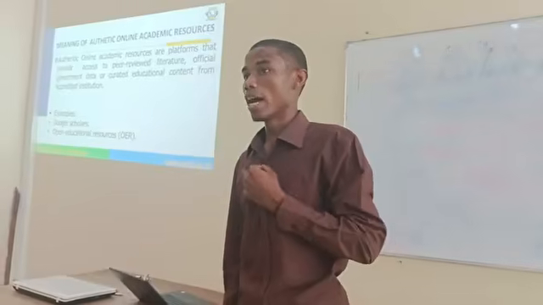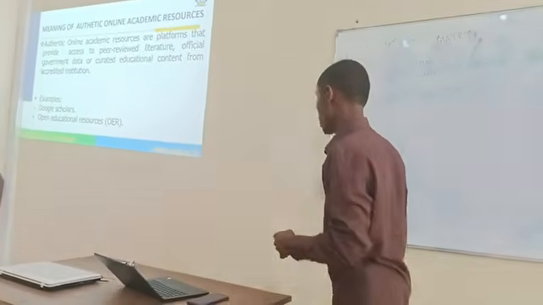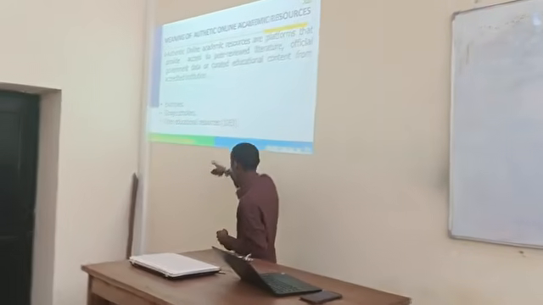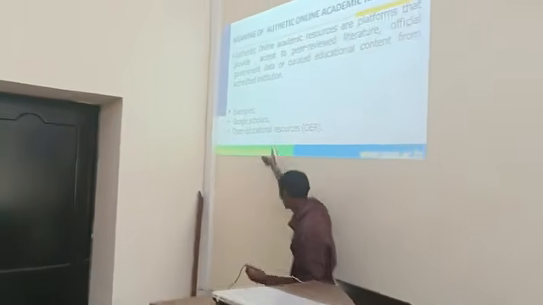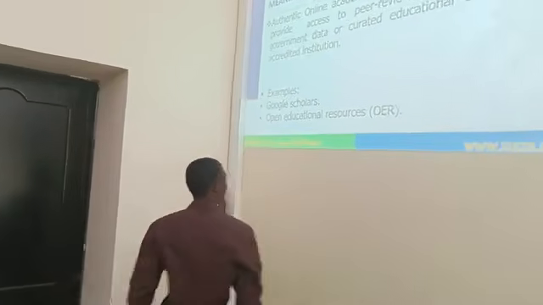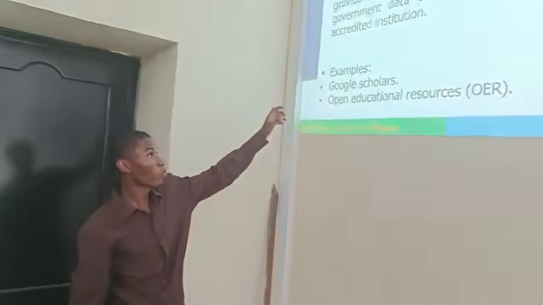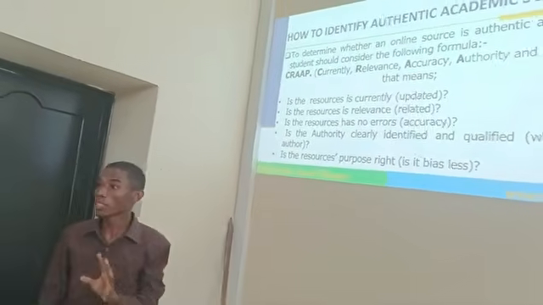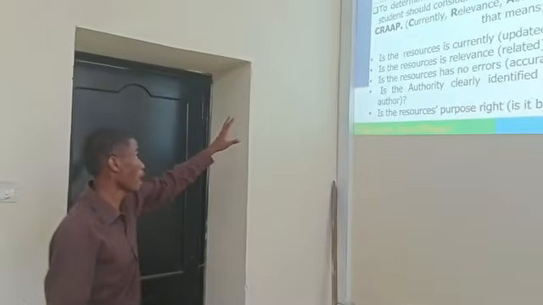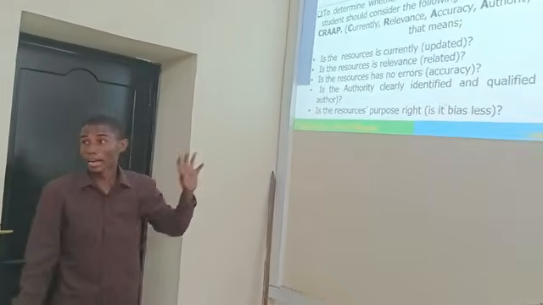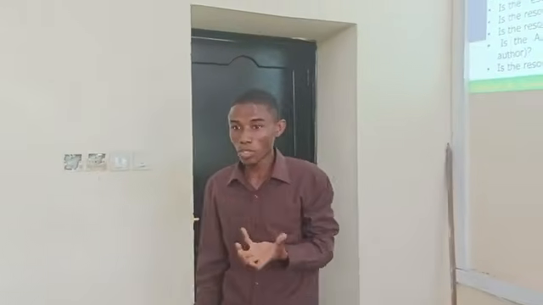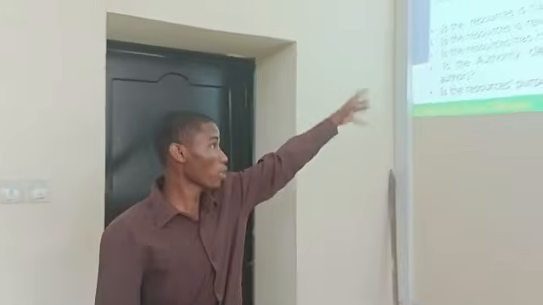Is that clear? Have you understood? In this topic today, we are going to deal with Google Scholar and open educational resources. By progressing on, we have to understand how to identify authentic online academic resources. We identify online academic resources by using a special formula called CRAAP. This is the special formula used to determine authentic online academic resources.